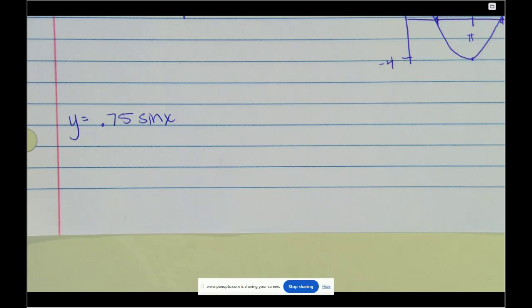On your paper, Trevor. We're graphing by hand. Jeez, Trevor. Oh my gosh.